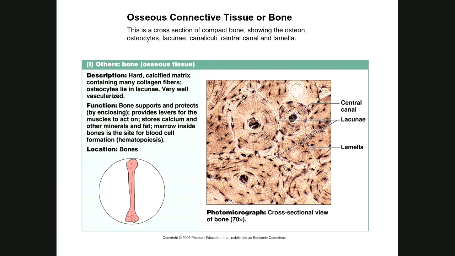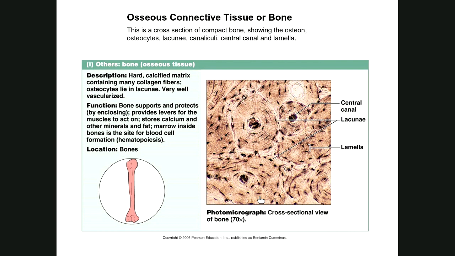Here is osseous tissue. This is bone. And you can see these little circular things here. They used to be called haversian systems. Now they're called osteons. I don't see the word here, but it's called an osteon. So this is compact bone, and these circular things are called osteons.